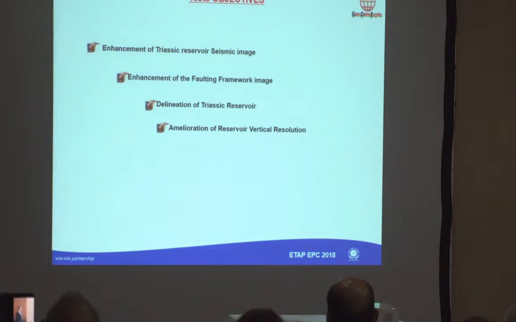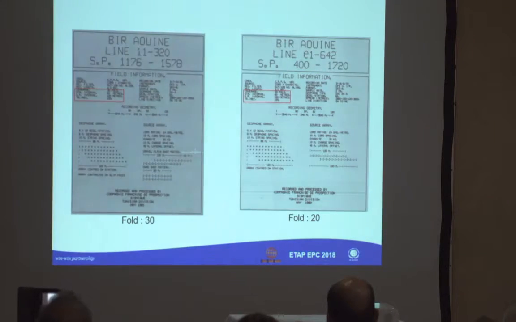So the test objectives were the enhancement of the Triassic reservoir, enhancement of faulting, delineation of the Triassic reservoir, and amelioration of reservoir vertical resolution, even if we know it's not easy to have good vertical resolution for sure. Just to have an idea about the acquisition parameters, they are quite similar. The only difference is the fold. Here we have 430 and here 20, which means that we are in very low fold.